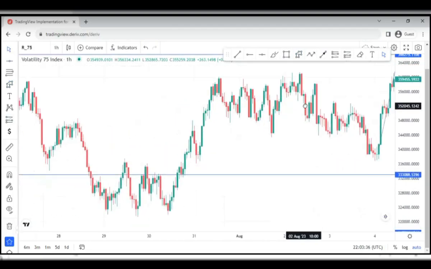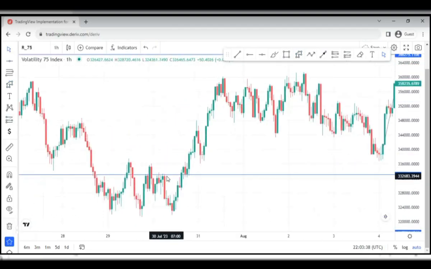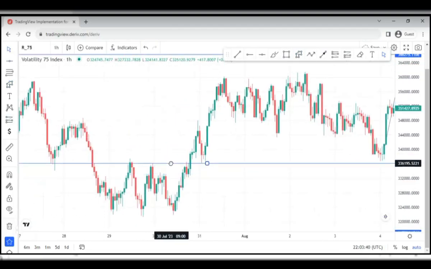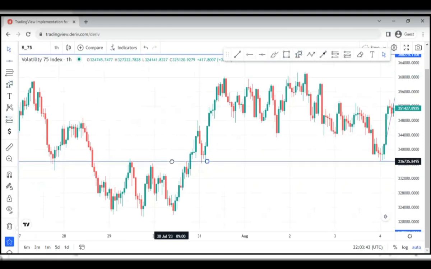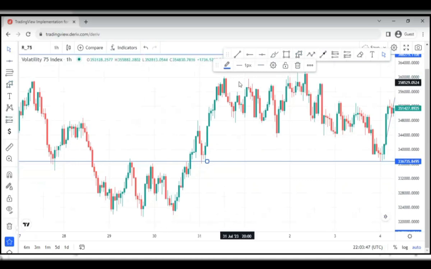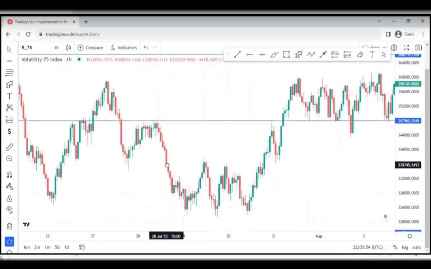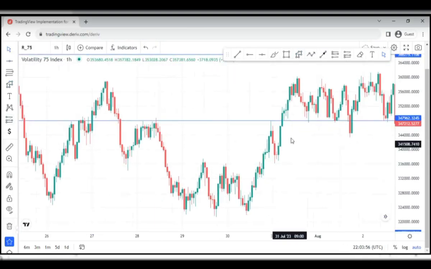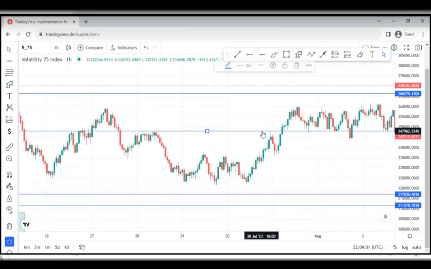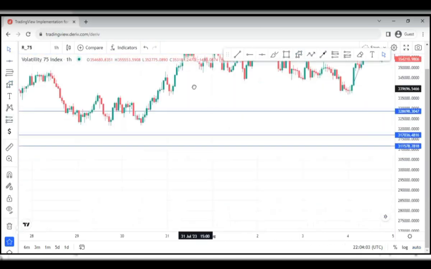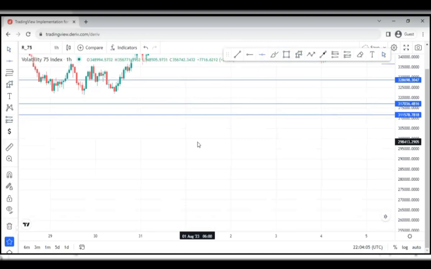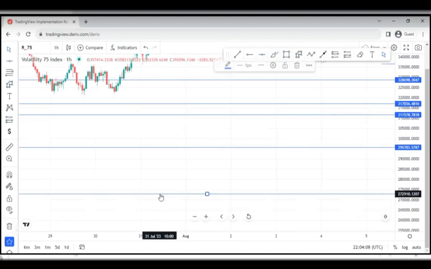Same thing vice versa. Let's see if we can have another example again. Resistance finally turned support here. Here, resistance finally turned support. I'm looking for support on resistance, but I think you understand what I'm saying, right? It's easier. You should have understood that clearly now.